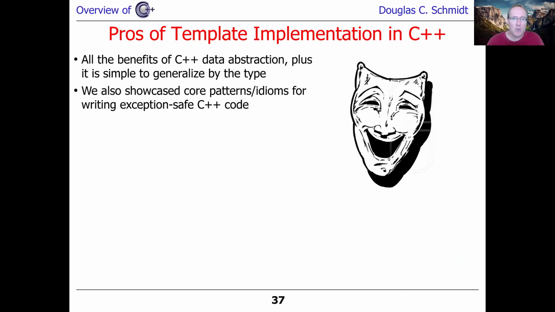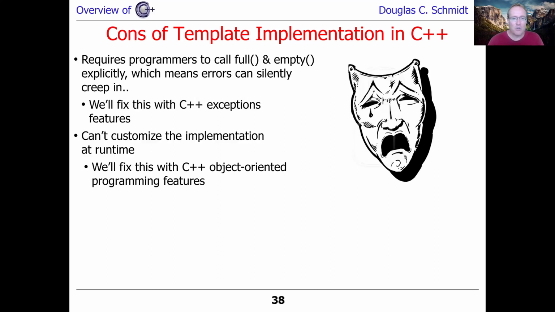So the generic versions we looked at had all the benefits that we got from the data abstraction versions. We were able to encapsulate creation and destruction and initialization and assignment and so on. And we also had the ability to generalize by type, which is really the virtue of doing things in that form. We also were able to showcase core patterns and idioms associated with writing exception-safe code, and we're going to talk more about that shortly. So those were the good things, and I think the generic programming features we discussed are very important, and they provide a firm foundation for topics we're going to cover here in the not-too-distant future.